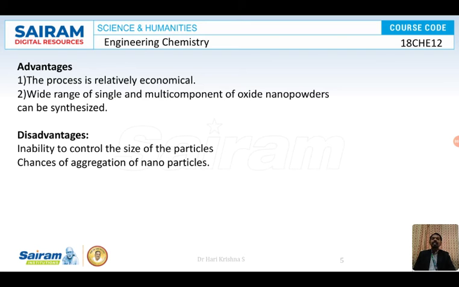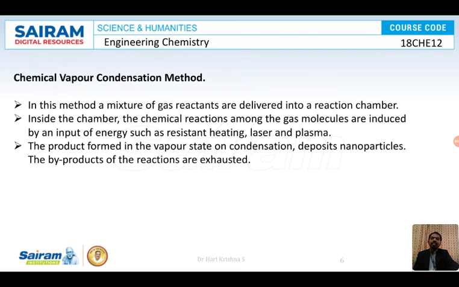The process is relatively economical compared to the sol-gel process. A wide range of single and multi-component oxide nanopowders are obtained. The main disadvantage is the inability to control the size of the particles, and the chances of aggregation of nanoparticles are more. Now let us see how to synthesize nanoparticles by the chemical vapor condensation method.